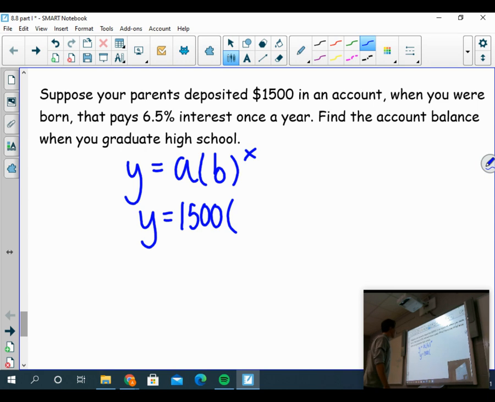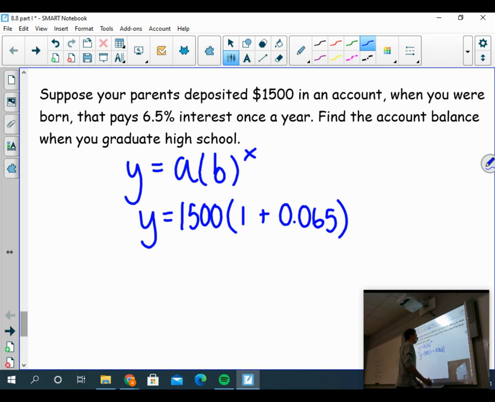Your initial amount, A, is going to be $1,500. Your B value, because we're increasing or decreasing by a percent, we need to throw in that 1, and we'll throw in a plus because we are increasing. Turn that percent into a decimal, and now we analyze our exponent. Okay, it's paying 6.5% interest. It's increasing by 6.5%. Your amount of money is once a year, and they put it in when you were born. And you are going to find the balance when you graduate high school.